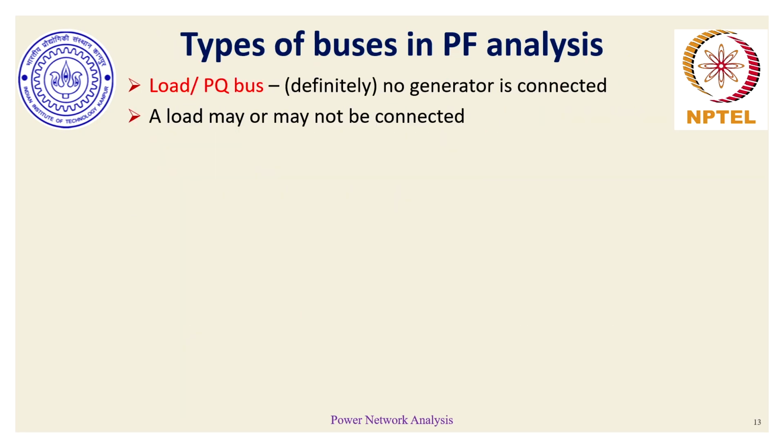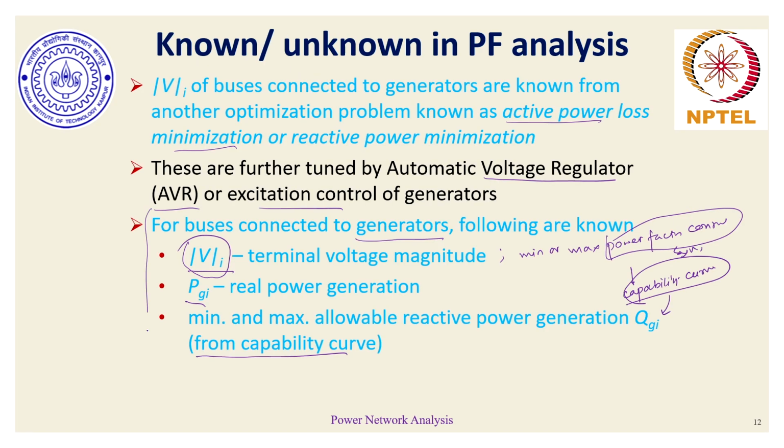So that leads to our premise for classification. To summarize before I explain what type of buses we have: we have a lot of unknowns and fewer equations in power flow, so there has to be a way of fixing some of these variables for every such bus so that the number of equations to be solved becomes the same as the number of unknowns. That leads to this discussion of what can be known and what can be unknown in power flow analysis.